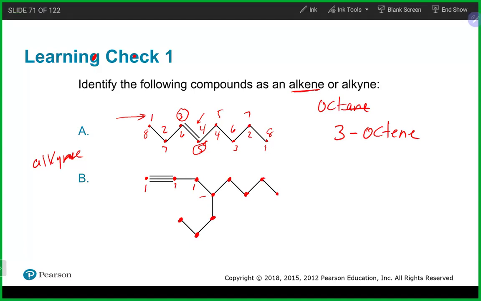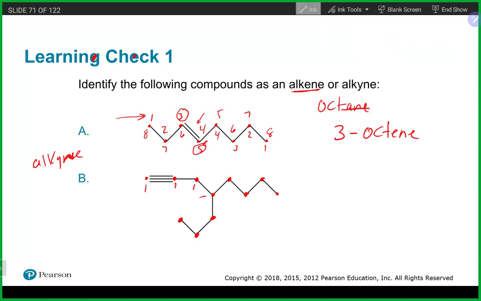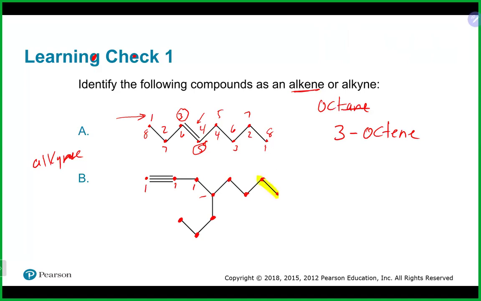Now, could I number or count this way? What would be wrong if I did this? One, two, three, four, five, six, seven, eight. What's wrong with that eight? I missed the triple bond. So you gotta have the triple bond in this case as part of the longest carbon chain, or a double bond as well. It needs to be part of the longest carbon chain. So they gotta be part of it.